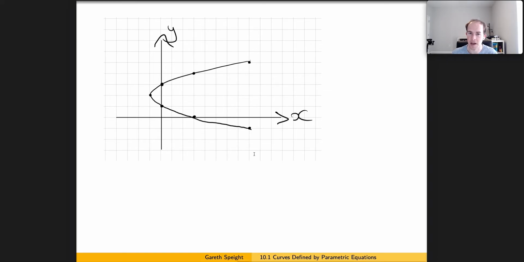So the curve looks something like this. It looks a little bit like a parabola. So this was one way of sketching parametric curves. We plug in the parameters, we plot the points, and we sketch them with a curve. Here is a rough sketch of the curve.